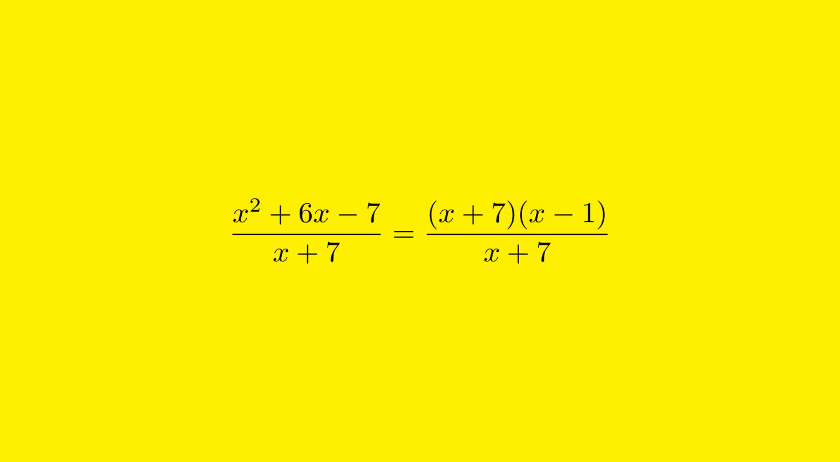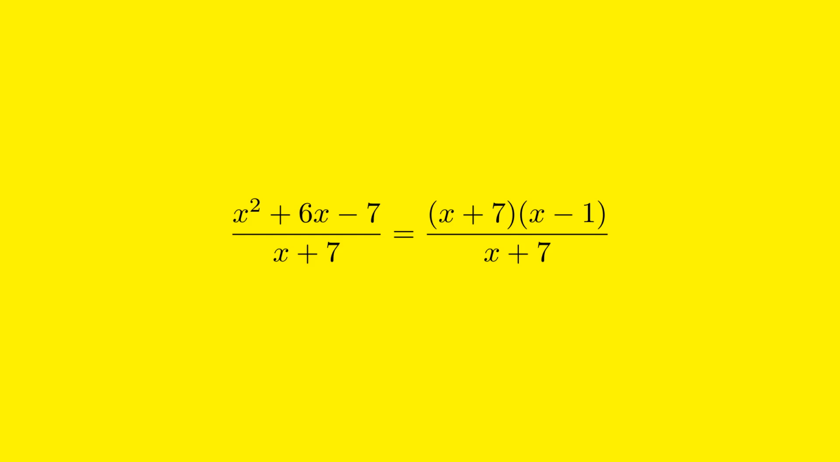To solve the problem of reducing the rational expression x squared plus 6x minus 7 divided by x plus 7 to its lowest terms, we will start with step 1. In this step, we alter the expression by factoring the numerator. First, we need to look at the numerator of our expression, which is x squared plus 6x minus 7. The goal is to factor this quadratic expression into two binomials.